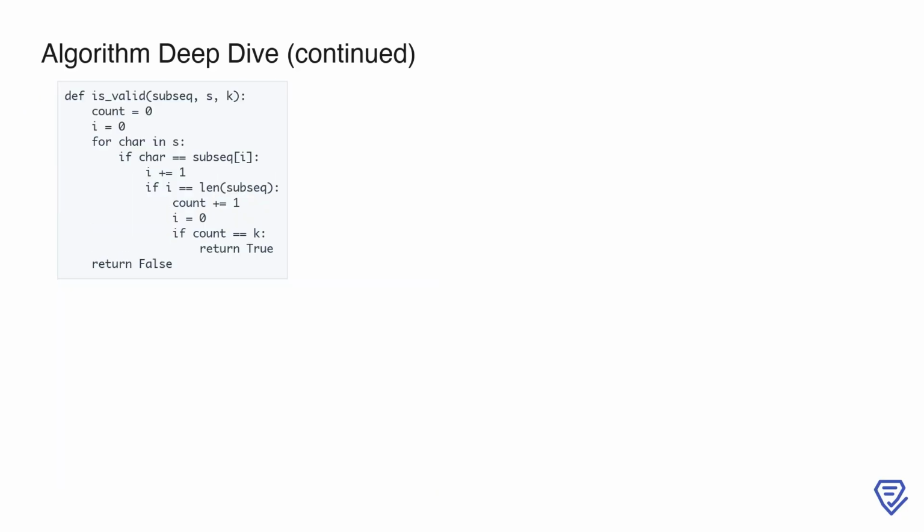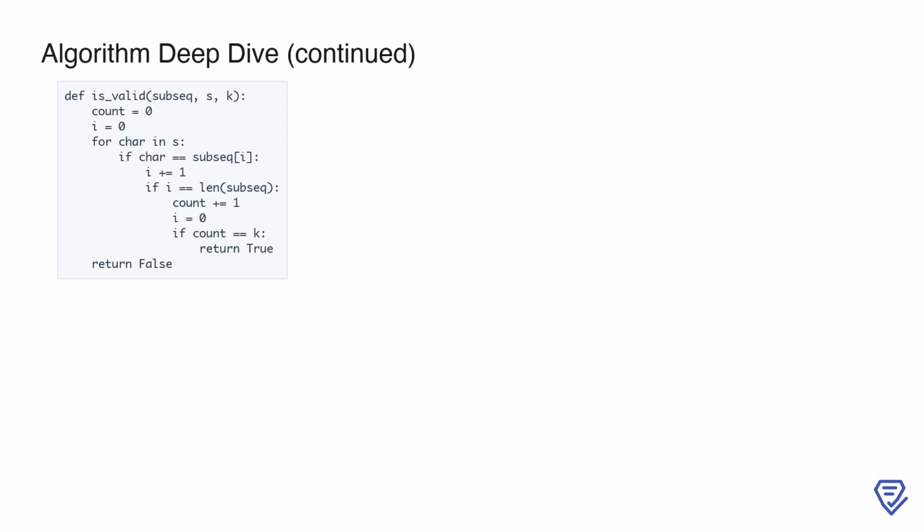The is_valid function plays a critical role in the validation step. It ensures that a given subsequence can be repeated exactly k times as a subsequence of the original string. The function uses a counter to track how many times the subsequence has been reconstructed so far and a pointer to iterate through the characters of the candidate subsequence.